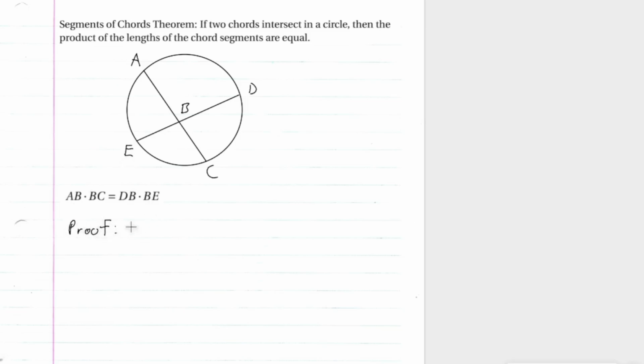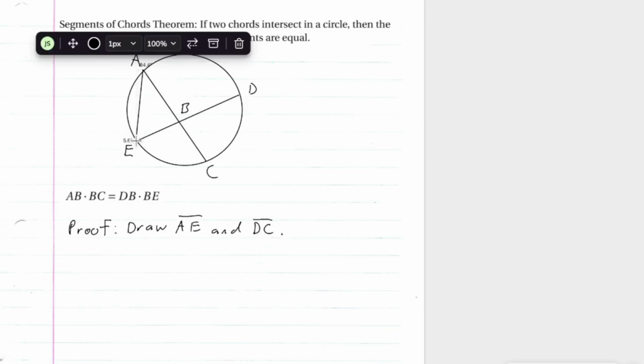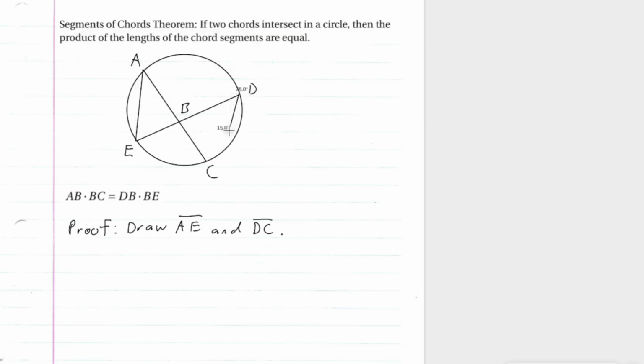So first thing is we're going to draw segment AE and segment DC, right? So let's go ahead and draw those really quick. So there we go. And then here we go. All right. So as you can see, they form these two triangles. And we're going to try to show that these two triangles are similar, okay, to get this equation.